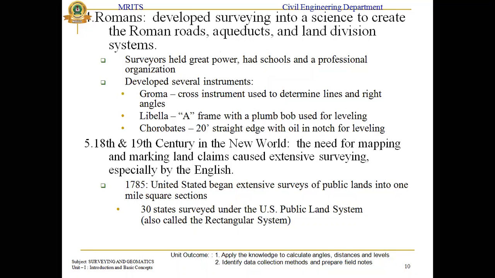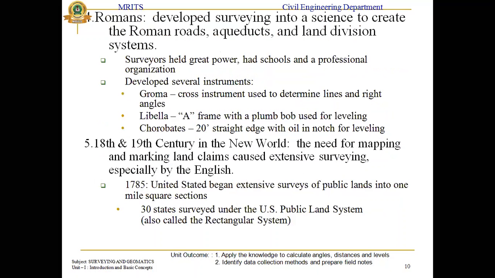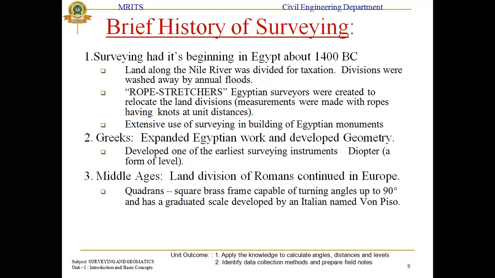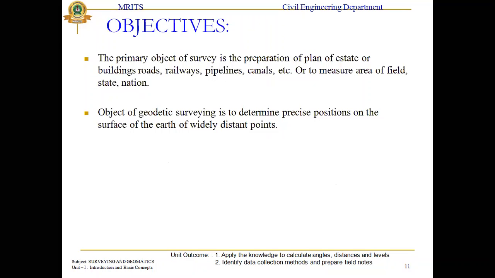next, Roman roads. There are five major surveying heads, and Greeks and Middle Ages process. Okay, and Romans and the 18th and 19th centuries for the New World War. For the times, what the changes are, what the requirements are, everything will be represented. Survey of the health of the great power for the schools, and next professional organization development, survey instruments, which we will be using for different organizations and different purposes.